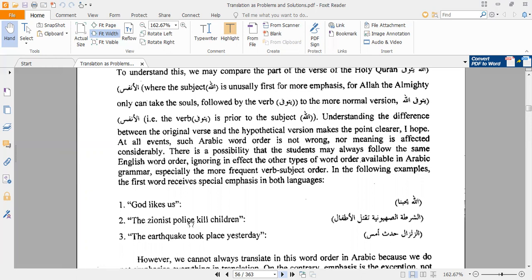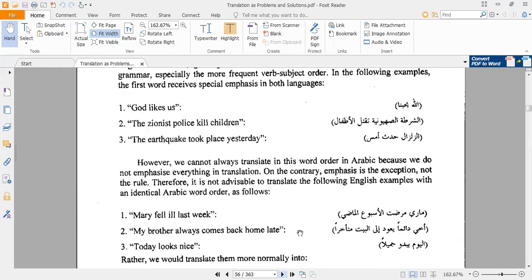The Zionist police kill children. الشرطة الصهيونية تقتل الأطفال. Here I emphasized the subject, "The Zionist police", so I put it first, followed by the verb, and I get the same structure as in English. Okay. The earthquake took place yesterday. الزلزال حدث بالأمس. The same.